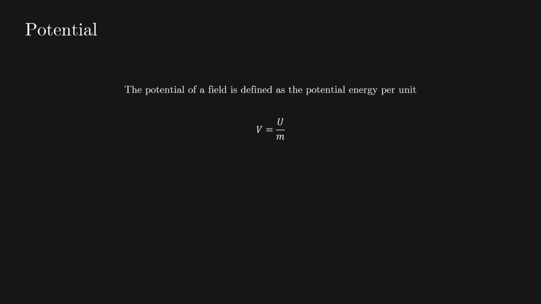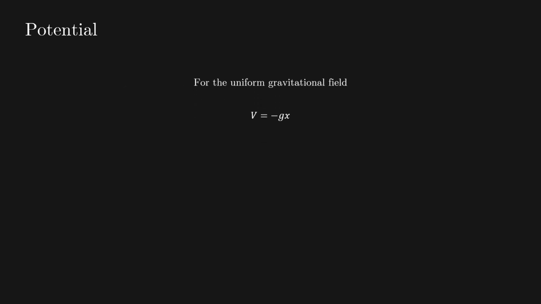Potential is defined as the potential energy per unit. For gravity, this would be per unit mass. Using this, we get that the potential in a uniform gravitational field is just negative g times x.